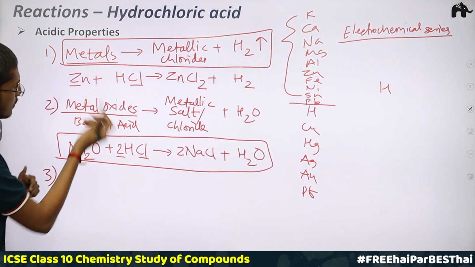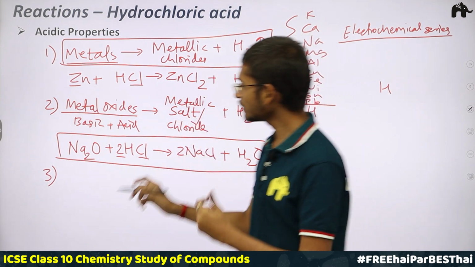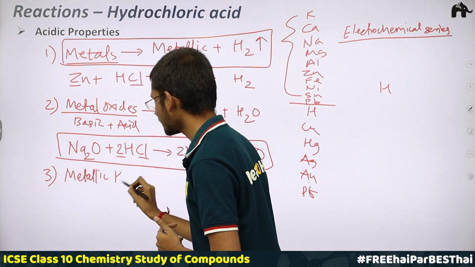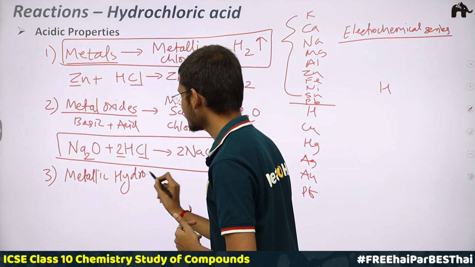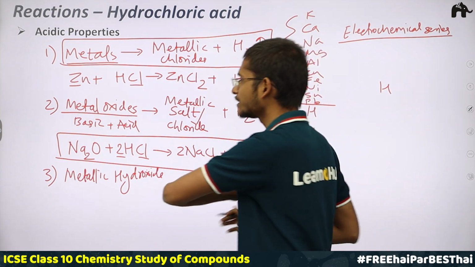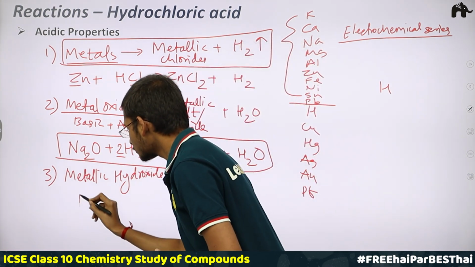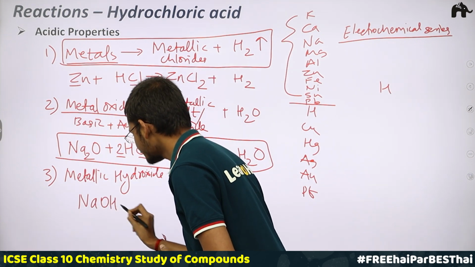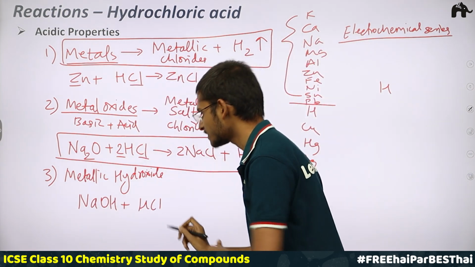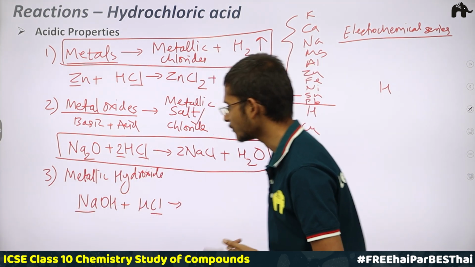Now lastly, it's still not happy with metal oxides. It wants much more fun, so it is also reacting with metallic hydroxides. You can say they are the brother of metal oxides, you only need to push one hydrogen in them. It's not that simple, I'm just joking. So I'm taking sodium hydroxide. Now this reaction would be on your tips: HCl plus NaOH. What would it give? NaCl plus H2O.